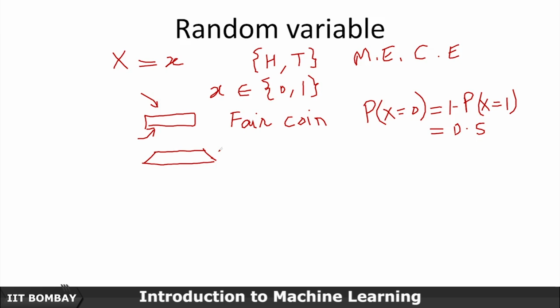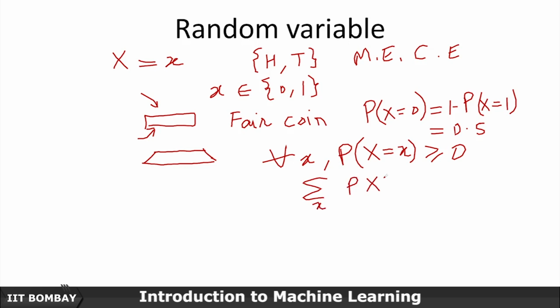Okay. So, what we will say is that for all x, the probability that the random variable x takes this value x is going to be greater than or equal to 0, and the sum over all x of the probability that this random variable takes the value x is going to add up to 1.